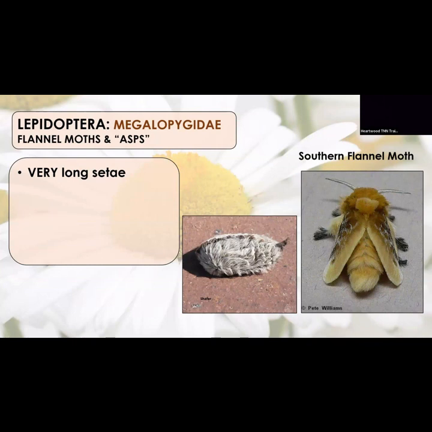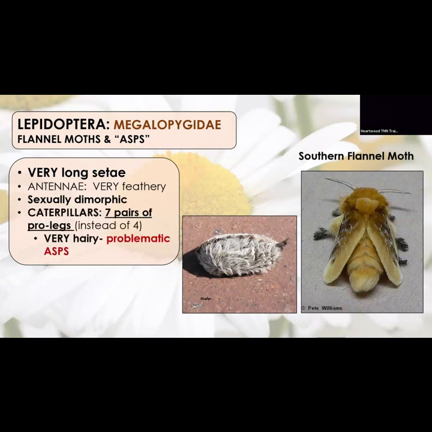So you've got the Megalopygidae, your flannel moths and asps. They're very fuzzy. You can't miss them. Their antennae are going to be very feathery. The adults are also sexually dimorphic. The caterpillars have 7 pairs of prolegs, not that you're going to look under there to find out.